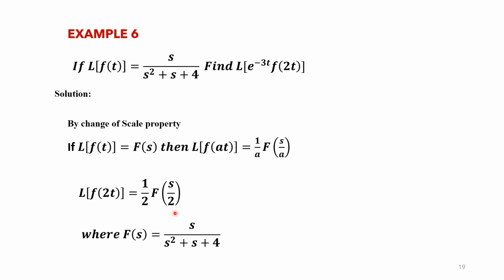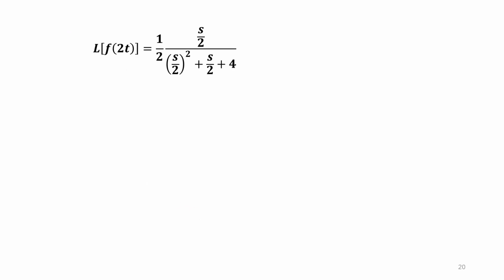This is our F of s. Now in this F of s, because L of f of t is always replaced by F of s, wherever s is there, replace it by s by 2. So we will have 1 by 2, s by 2 upon s by 2 the whole square plus s by 2 plus 4. We can simplify or keep it as it is.